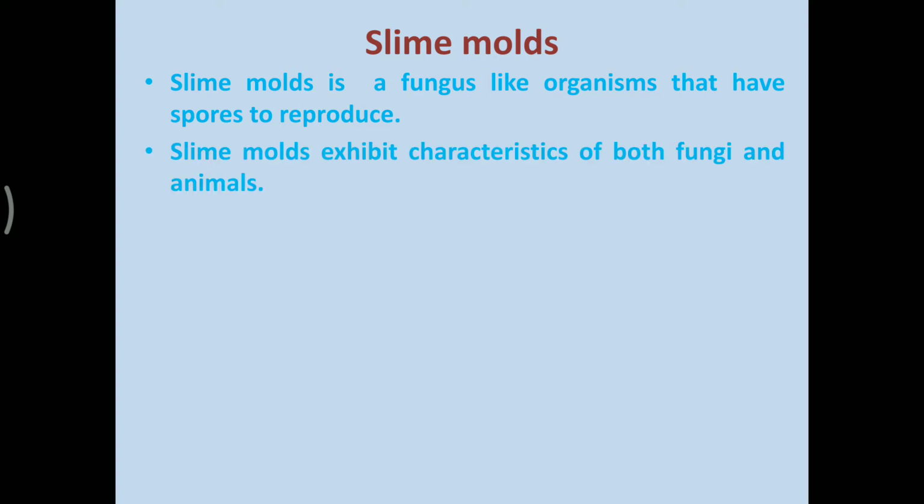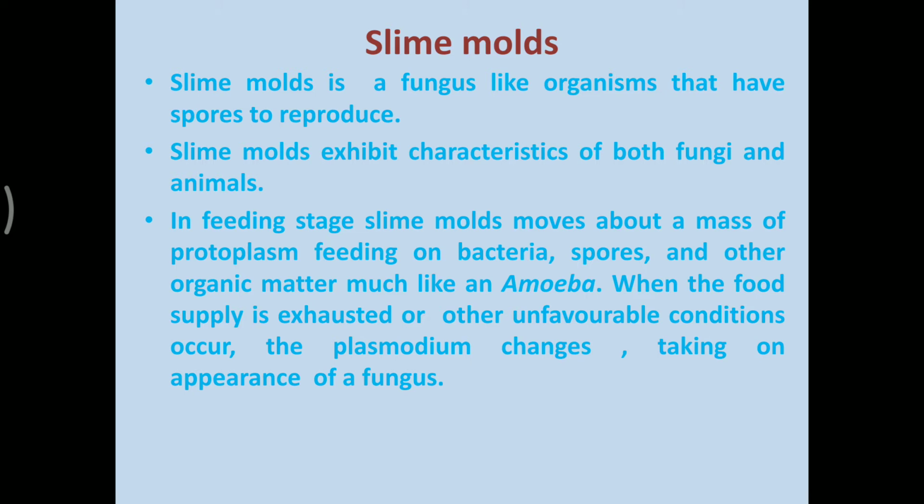The slime molds exhibit characteristics which are in between the animals and fungi. The feeding stage of slime mold moves about as a mass of protoplasm feeding on bacteria, spores, and other organic matter, much like an amoeba. But when the food supply is exhausted and unfavorable conditions occur, the plasmodium changes, taking the appearance of a fungus. This is very common during the rainy season.